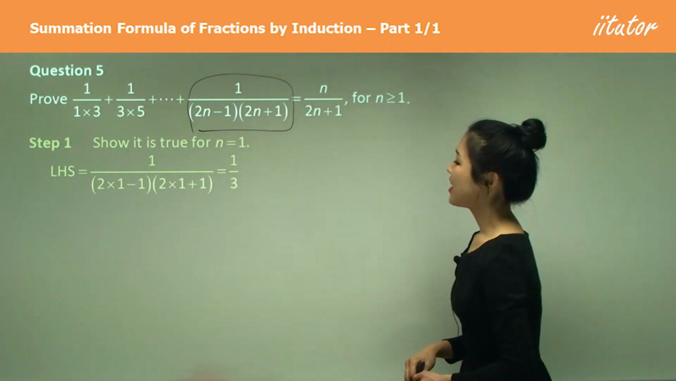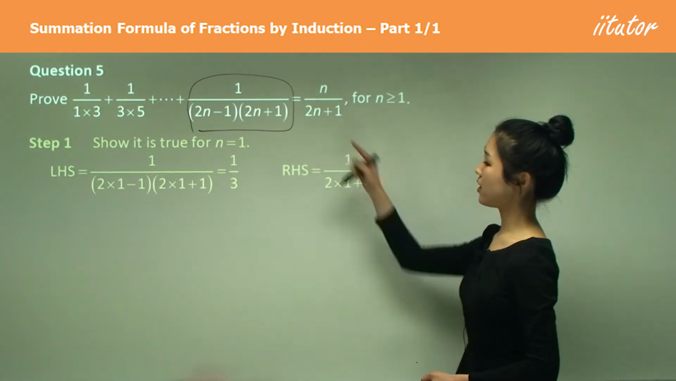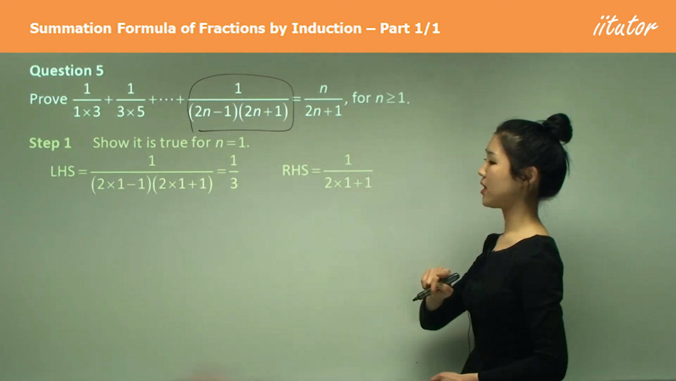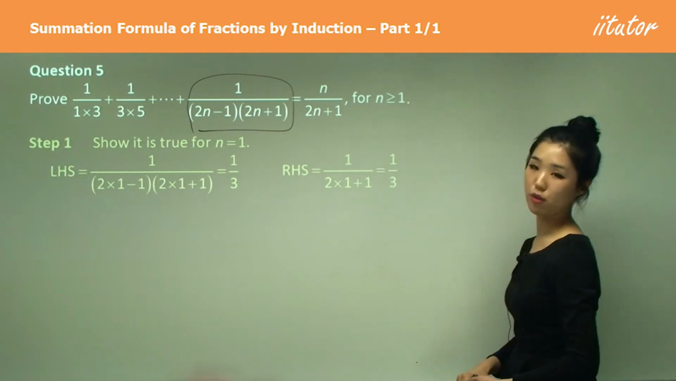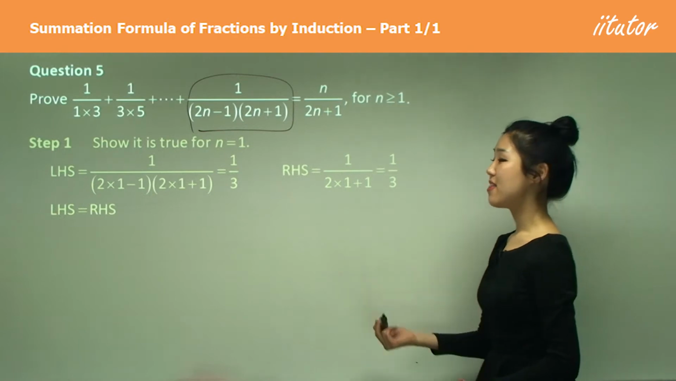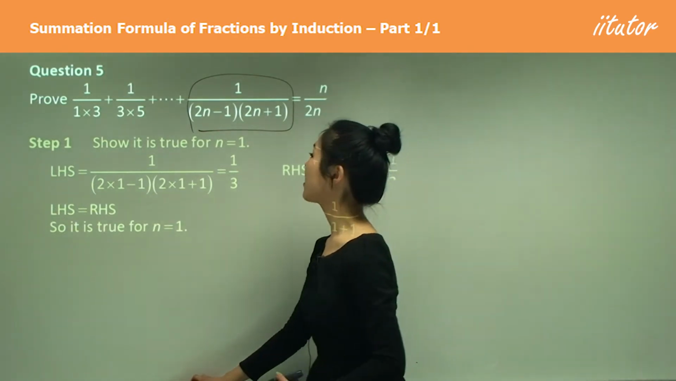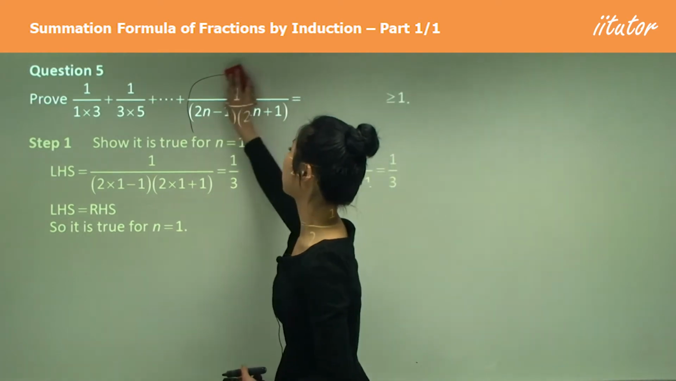Okay? Now the right-hand side, substitute n equals 1 into here. So I have 1 here, and you should simplify that to 1 on 3. So you can see that the left-hand side equals the right-hand side. Therefore, it is true for n equals 1. Okay, very, very simple step. Again, very free marks you can get.